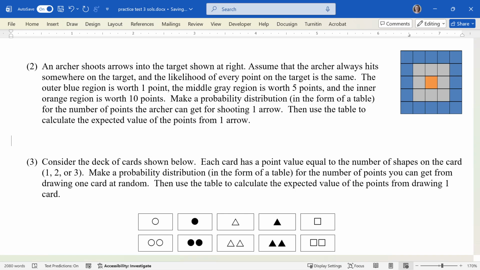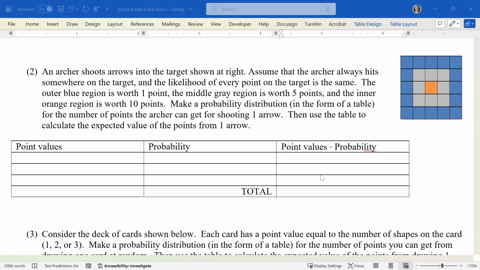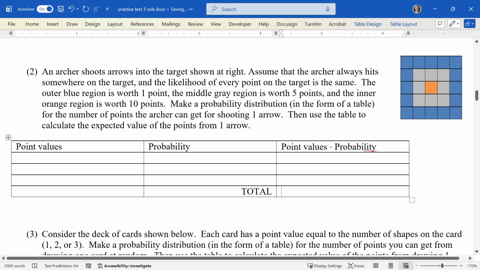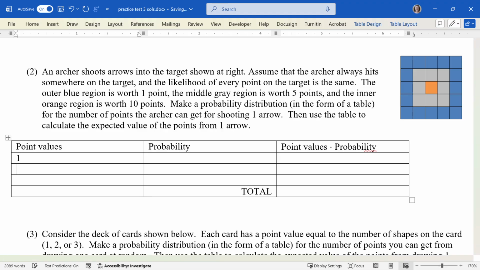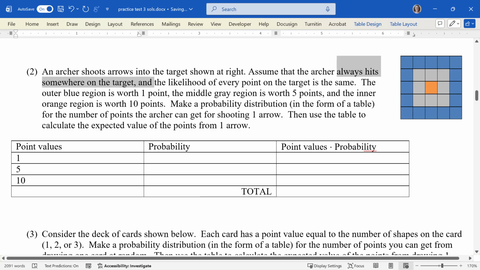Okay, so we're going to do another table. I just went ahead and put this in while the video was paused. So we have point values. There's only 3 different point values: 1, 5, and 10. And it says that he or she always hits somewhere on the target, so we don't need to put 0 or anything. And then we're going to have probabilities.